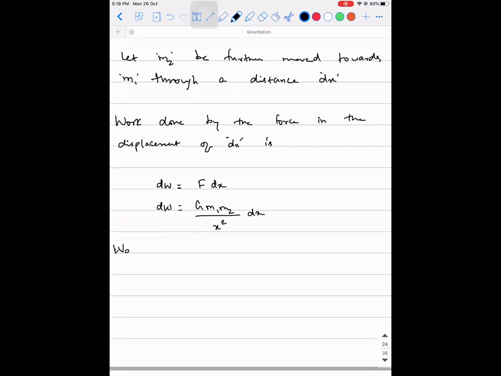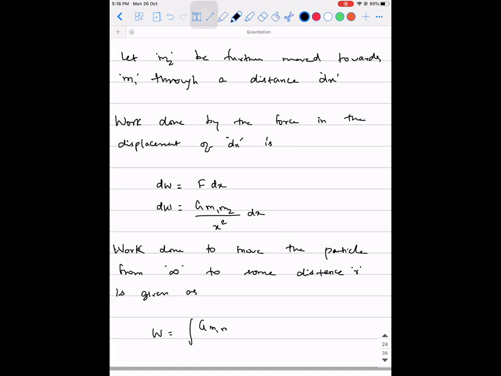Now I'm saying the work done to move the particle from infinity to some distance r is given as W equal to the integral of G m1 m2 divided by x square into dx, from infinity to r. So infinity is the initial point, r is the final point.